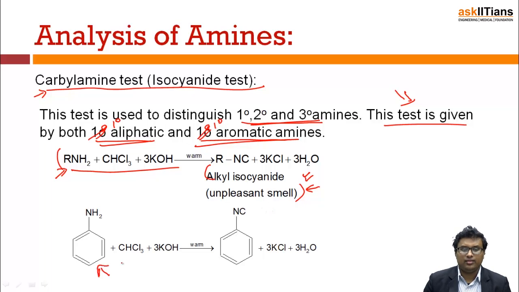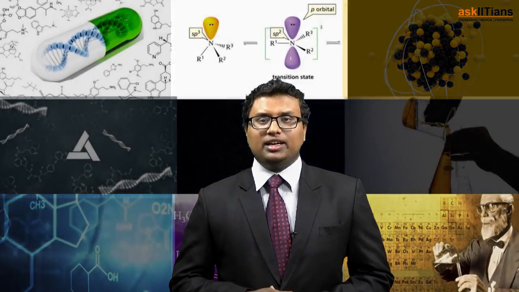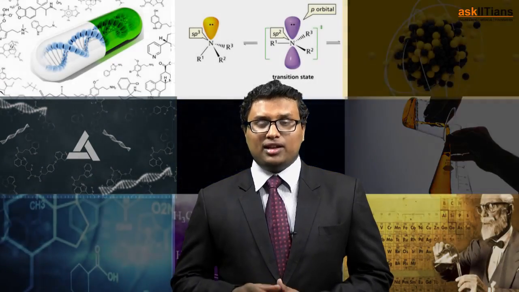Similarly, your aromatic amine in presence of CHCl3, KOH, you will get an isocyanide. So now with the help of this isocyanide test and Hinsberg test, you can differentiate your 1 degree, 2 degree and 3 degree amine. So these are the different chemical reactions of your amines, either 1 degree amine, 2 degree amine, 3 degree amine, and also the properties of aniline. We have discussed different chemical tests of your amines also.